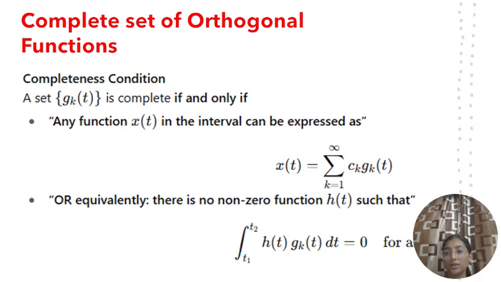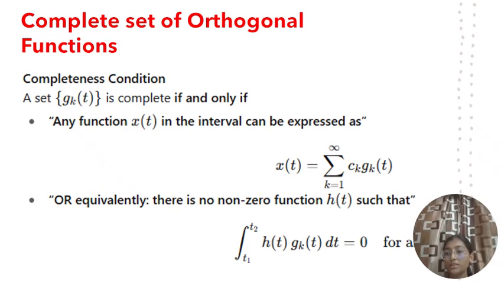Mathematically, there should be no non-zero function h of t that is orthogonal to all of the gk of t. That means the integral from t1 to t2 of h of t times gk of t dt must not be 0 for every k, except when h of t itself is 0. This property allows us to represent signals uniquely and efficiently.